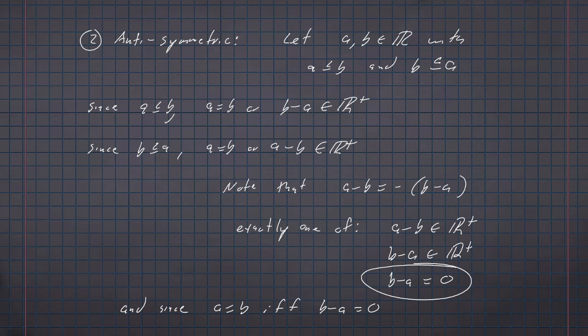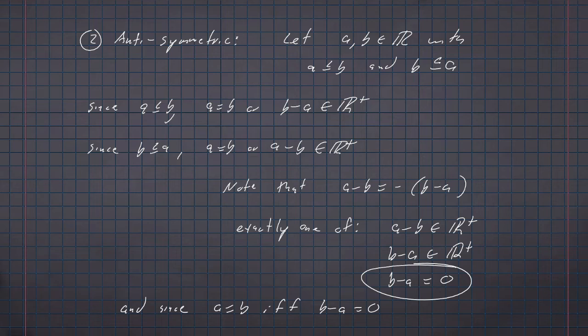Let me run through that again. Because of the definition of the positive real numbers, one of the three statements, A minus B is a positive number, B minus A is a positive number, B minus A is 0, is true. Because we know that A is less than or equal to B, then either B minus A is positive or B minus A is 0. And because we know that B is less than or equal to A, either A minus B is positive or B minus A is 0. The only way we can satisfy both of those claims is when B minus A is 0.